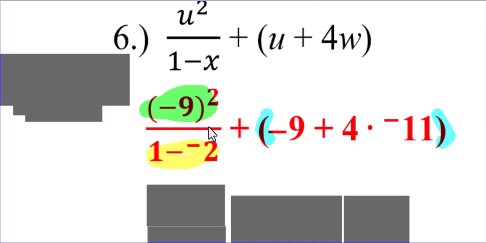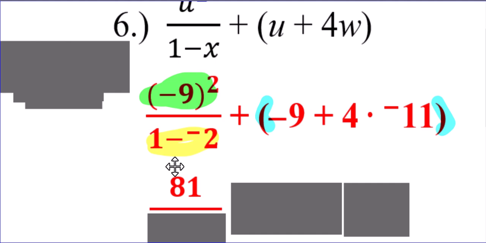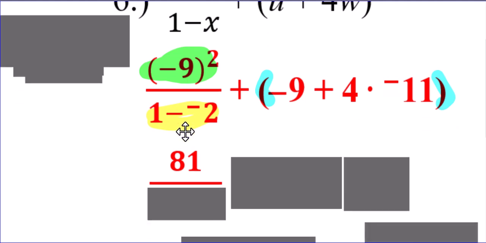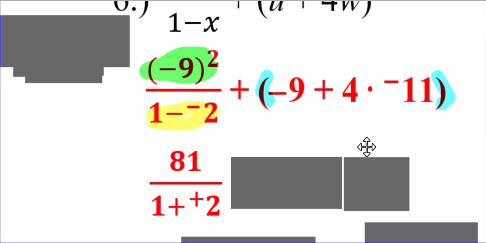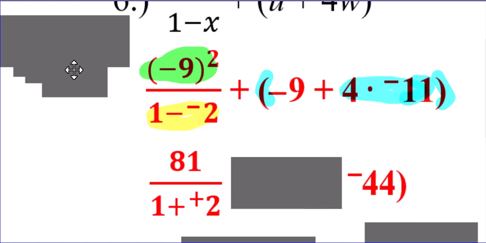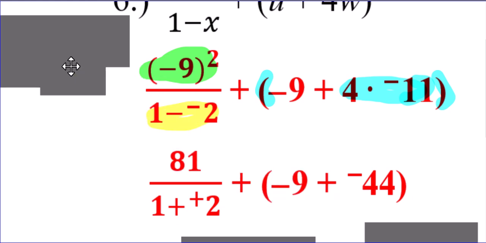An even exponent is going to give you a positive result because negative 9 to the second means negative 9 times negative 9, and a negative times a negative is a positive. 1 minus negative 2, add the opposite. That's going to become 1 plus positive 2. And then in the parentheses, what do I do first? I do multiplication before I do addition. So 4 times negative 11 gives me negative 44. I hope you guys know that if you messed up at any point, you can definitely hit pause in the video if you need time to erase and fix things.